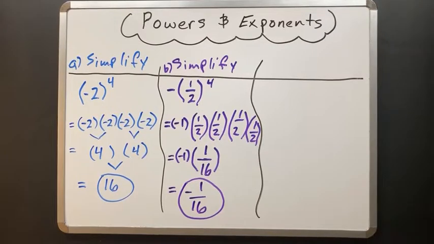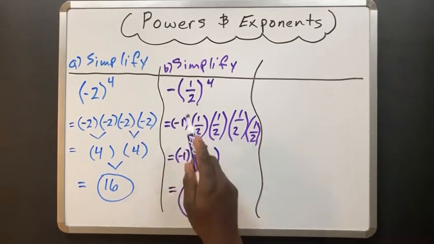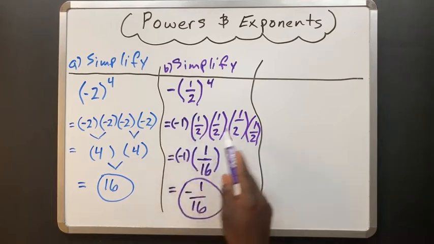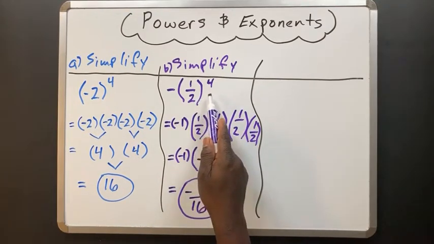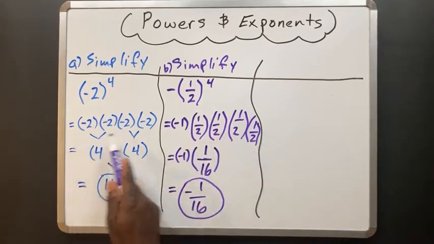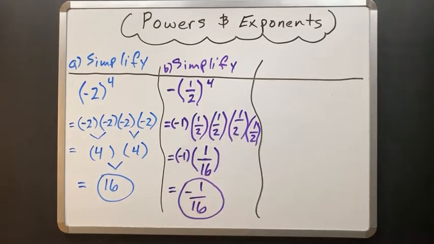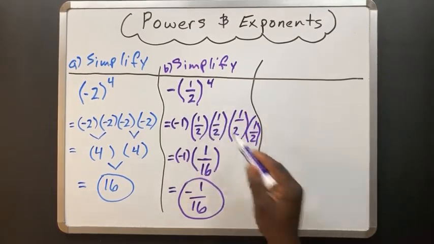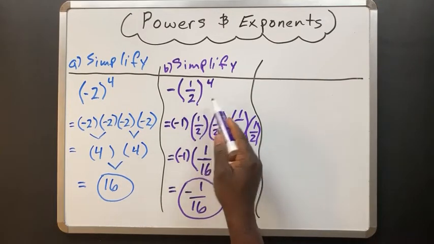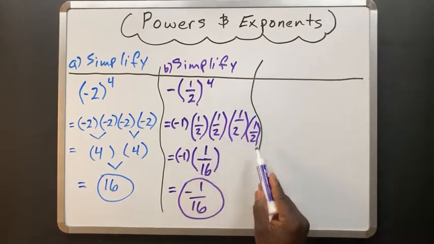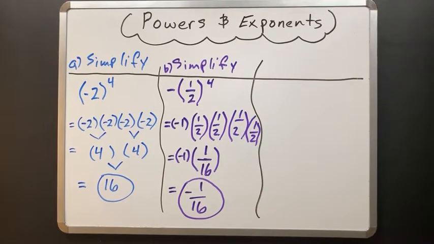All right, so quick review of that. We took that negative, turned it into negative 1, and we expanded this, right? We changed this from exponential to expanded form. This is called expanded form of the power. This is an exponential expression, also known as a power, and we wrote it in expanded form, 1/2 multiplied by itself 4 times. And then we have negative 1 times 1 over 16, and there we have our final answer.